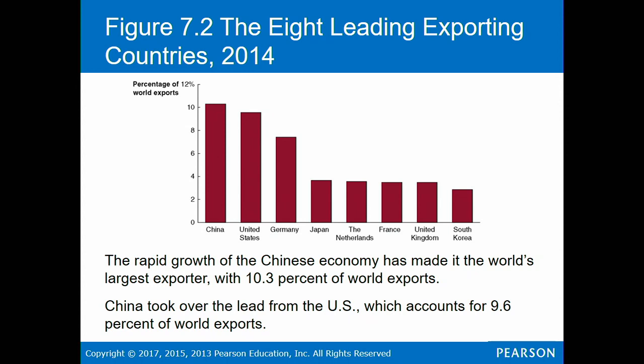This is what, 2014? Even back in 2014, China was the largest exporter with just over 10% of the entire world's exports. The United States was just behind them. So China was what, 10.3%. The US accounted for 9.6% of world exports. So despite the trade deficit, in international trade the US is still one of the largest exporting countries, and by far.